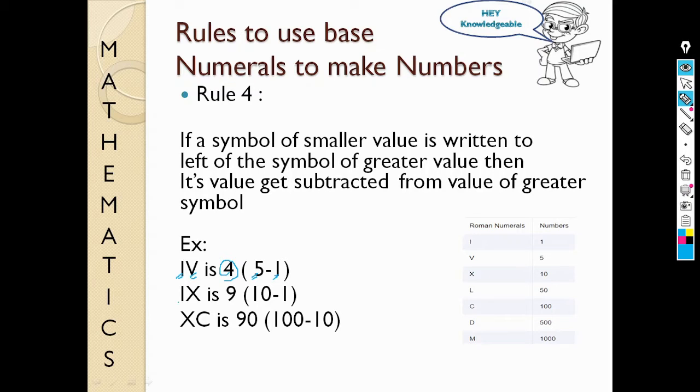In the same way, I is a smaller symbol and X is a larger symbol, so it gets subtracted. So 10 minus 1 is basically 9.